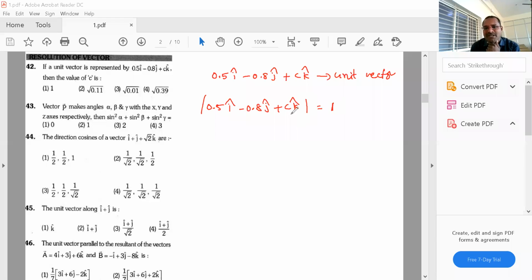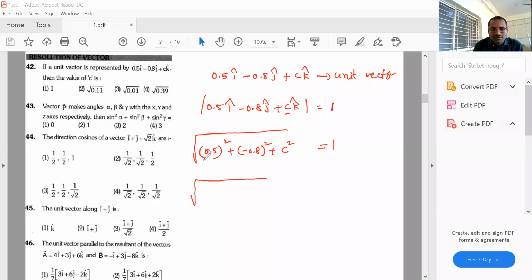That is the meaning. Then what should be the value of c? If you take this magnitude, what do you get? Under root of 0.5 whole square plus minus 0.8 whole square plus c square should be equal to 1. So how to find the resultant? You know, if x i cap plus y j cap plus z k cap is there, then the resultant will be root of x square plus y square plus z square. Do you remember that? Yes, so that is what I am doing.